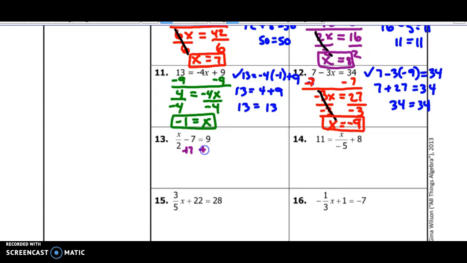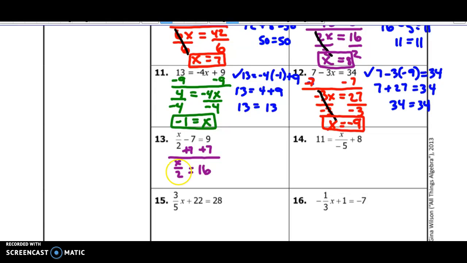Whatever we do to one side, we have to do to the other. So minus 7 plus 7, those are additive inverses, so they cancel. They equal 0. So all I have left is x divided by 2. On the right side, 9 plus 7 is 16. And in my new equation, x divided by 2 equals 16.